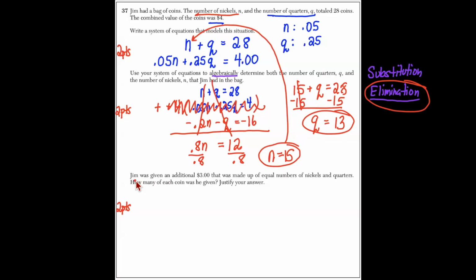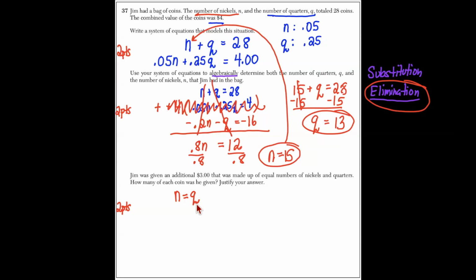Now, last part. Jim was given an additional $3 that was made up of equal numbers of nickels and quarters. How many of each coin was he given? Right? So for this one here, I do want to first try to figure out how I am going to approach this. Now I know that this is going to be kind of similar to the last question. He's given $3. It was made up of an equal number of nickels and quarters. So I know here that n is equal to q.